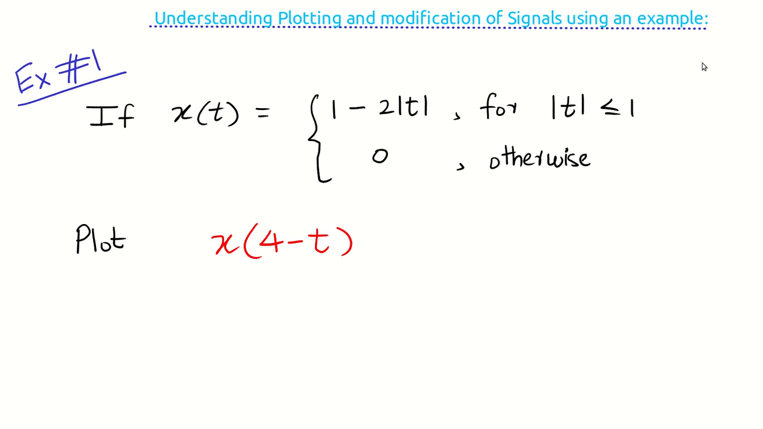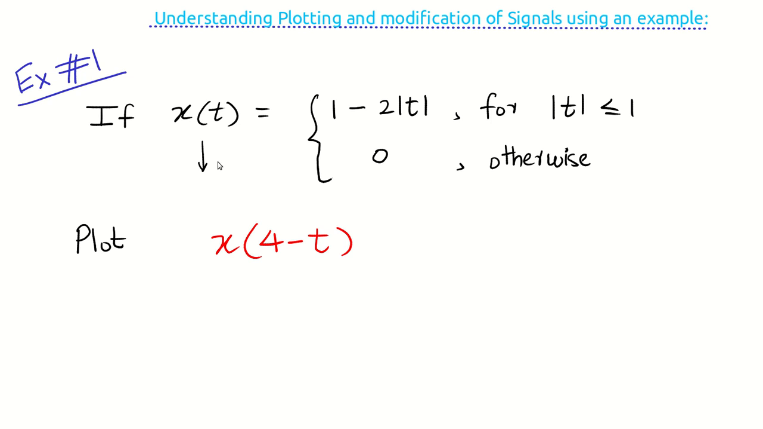In this module, let us look at an example problem and understand plotting and modification of signals. So in this problem, the given signal x of t is defined as follows. It is 1 minus 2 mod t for mod t less than or equal to 1, and it is 0 otherwise.